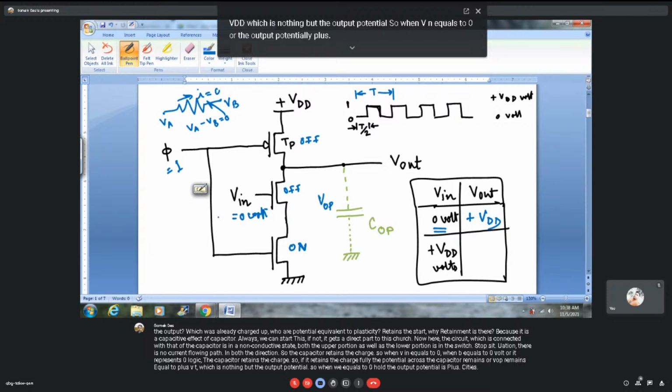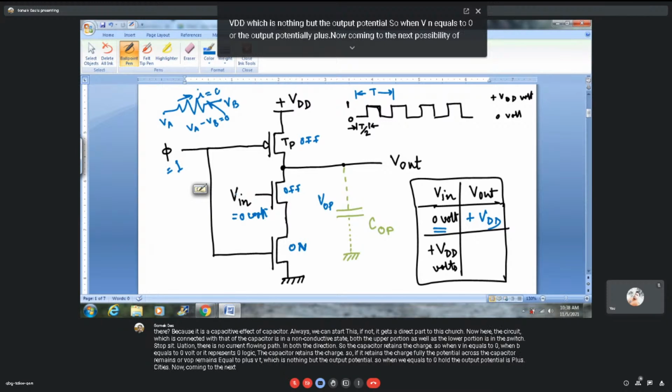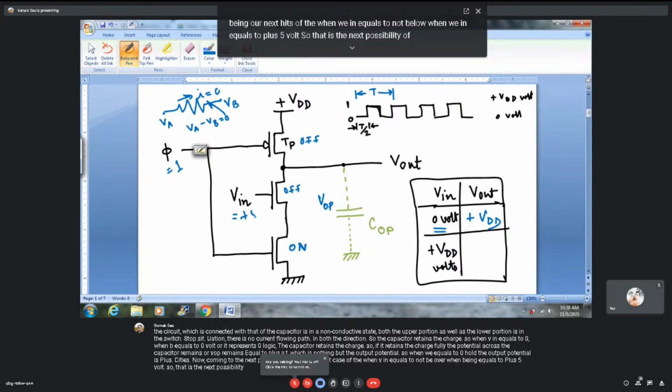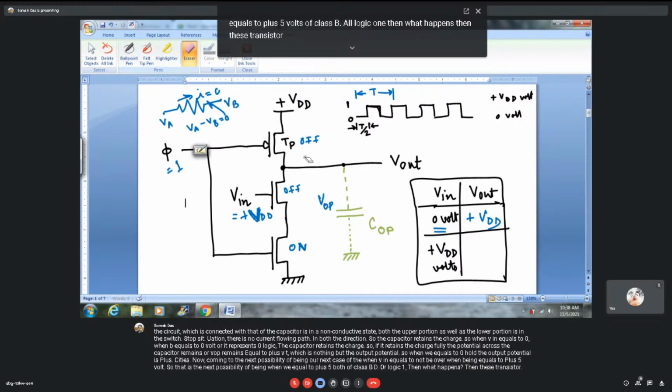Now coming to the next possibility of Vin, or the next case of Vin. When Vin equals plus 5 volt, or plus VDD, or logic 1, then what happens? Then this transistor switches on. The transistor which takes Vin as input switches on.